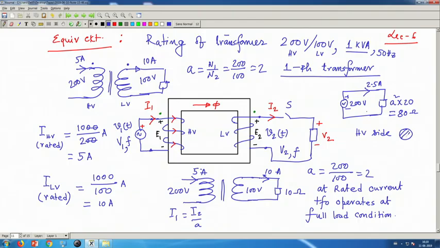I am just drawing symbolically. LV side, conductor cross section will be less. LV side it will be high, correct, sorry, because LV side conductor, okay.